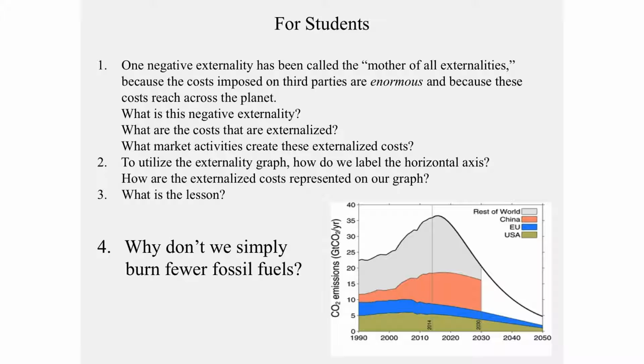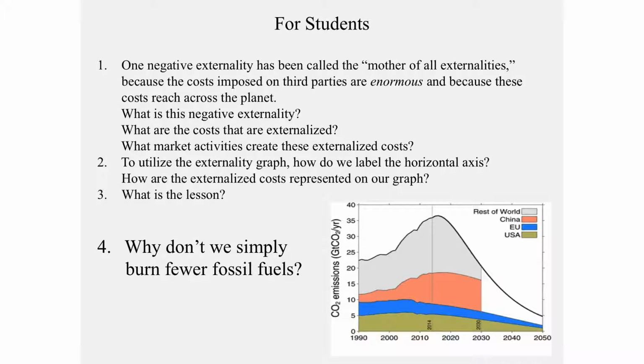We can use the familiar externality graph and point out to them the lesson that to optimize the well-being of global society, we are to burn less fossil fuel. Then we can ask them, well, if it's that clear, if the externality lesson is that obvious, we need to burn less fossil fuel, why don't we simply burn less fossil fuel? I think just asking these questions of our students is a meaningful and easy way to include climate change in our courses.